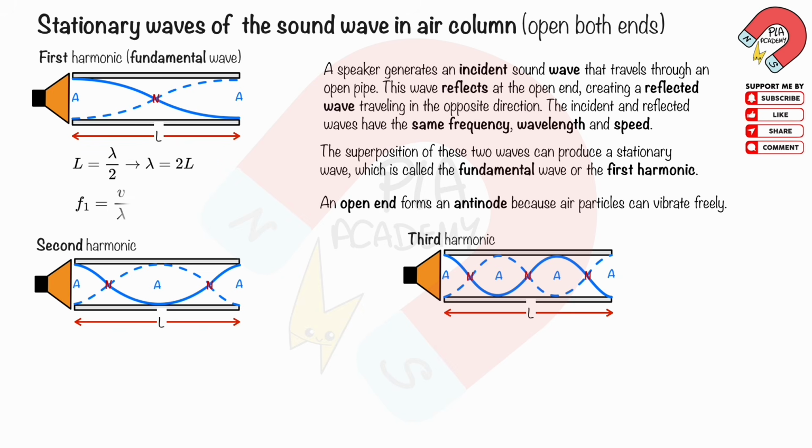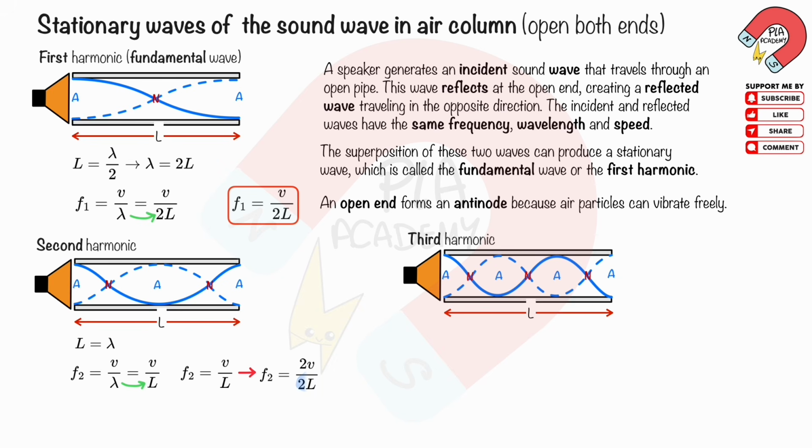The fundamental frequency F1 can be calculated by dividing the speed v by wavelength lambda. Substituting lambda equals 2L, F1 equals v over 2L. The second harmonic has a 2 loops pattern, indicating that L equals 1 wavelength. The second harmonic frequency F2 can be calculated by dividing the speed v by wavelength lambda. Substituting lambda equals L, F2 equals v over L, or 2v over 2L. And v over 2L equals F1. So, F2 equals 2 times F1.